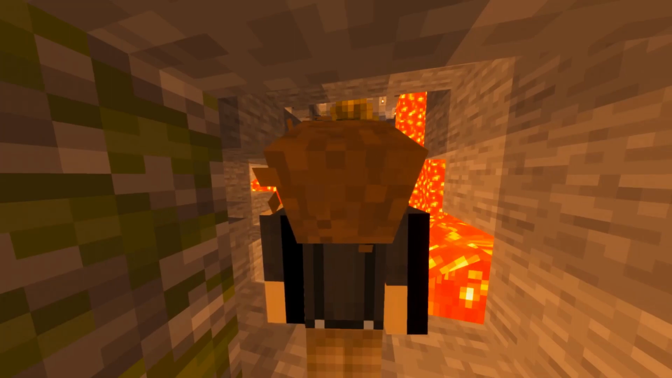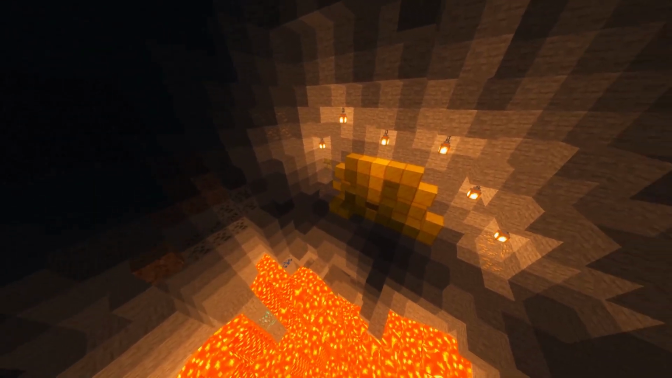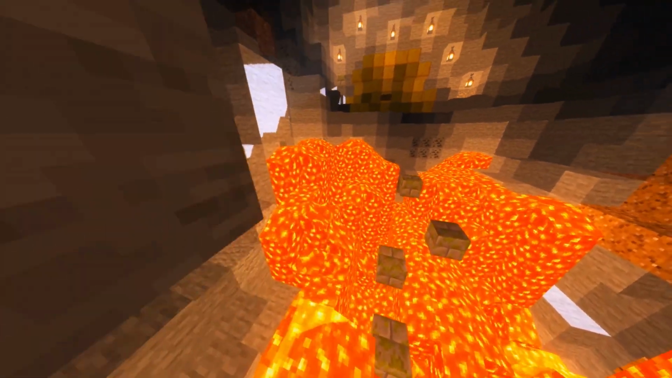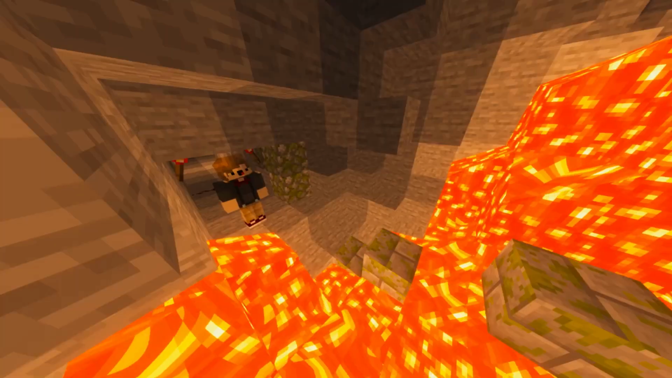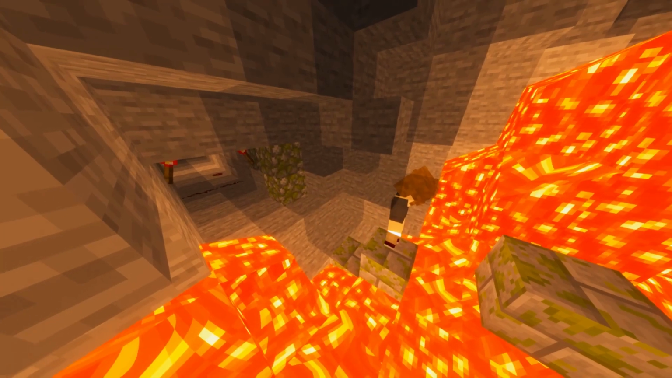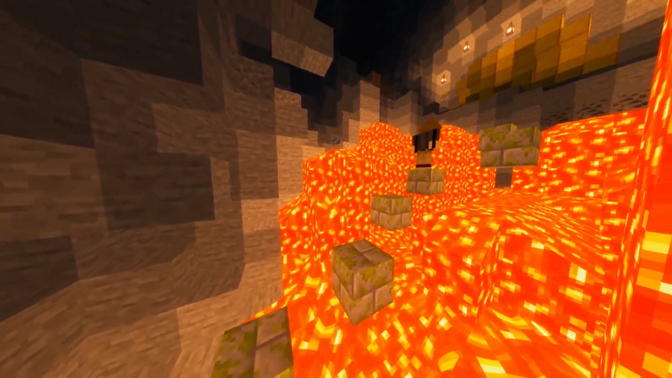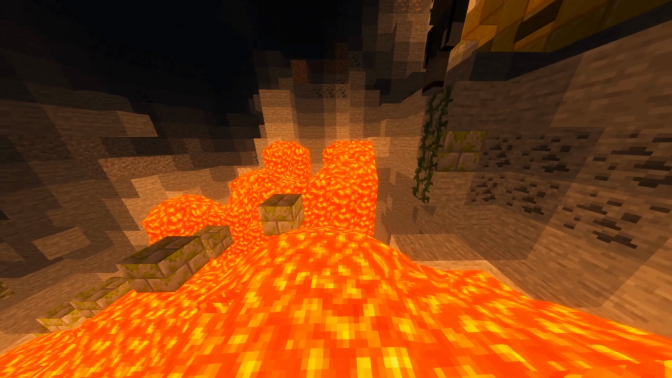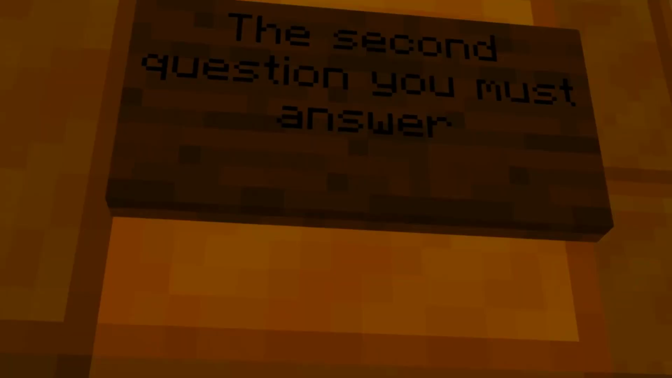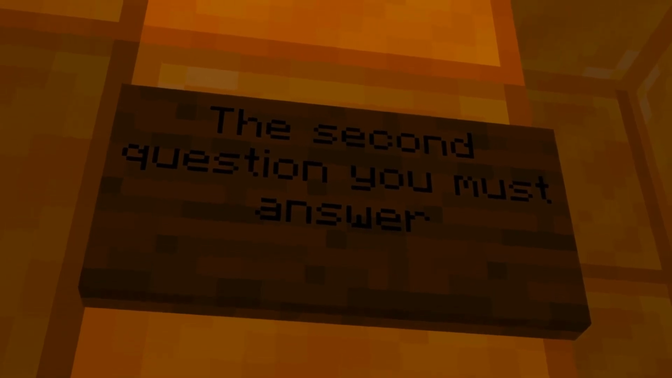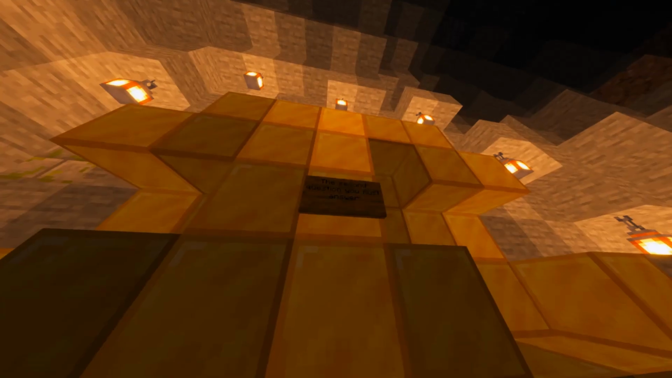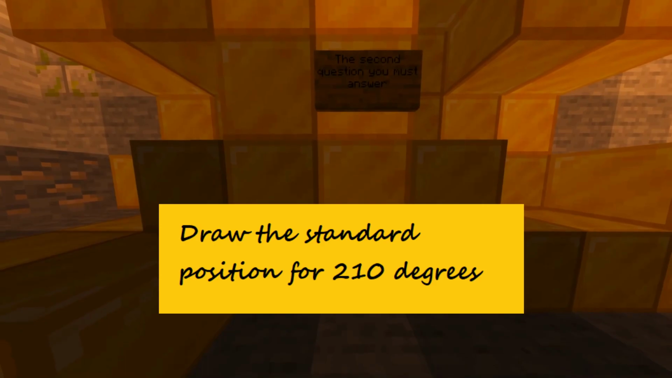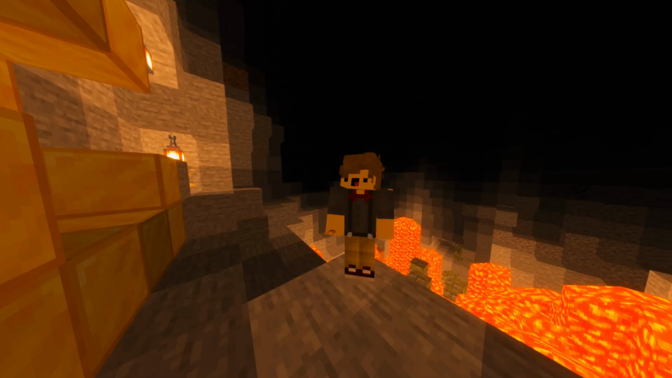Oh my, what is this? Oh look, another gold wall. I gotta get over there. Ah! The second question you must answer. I think I also remember this one from Miss Atkinson's trig class.